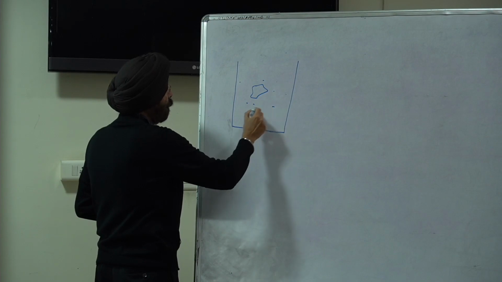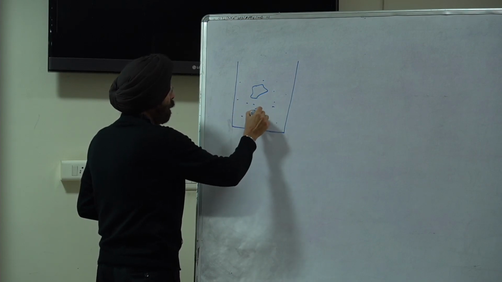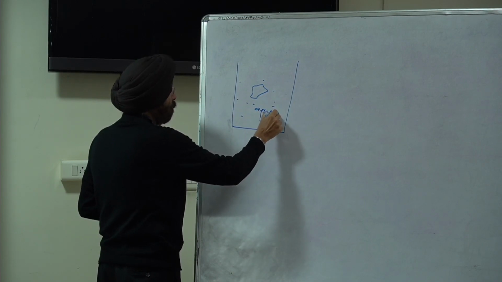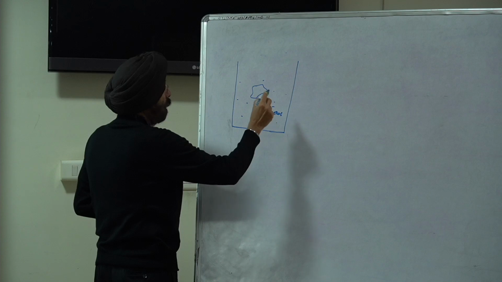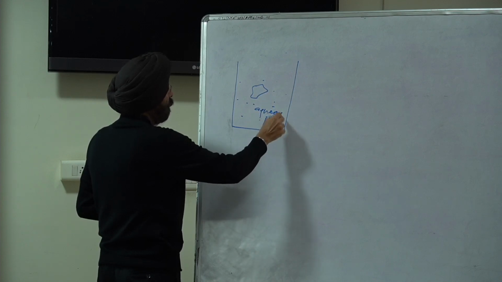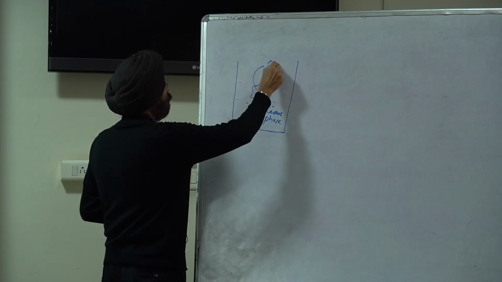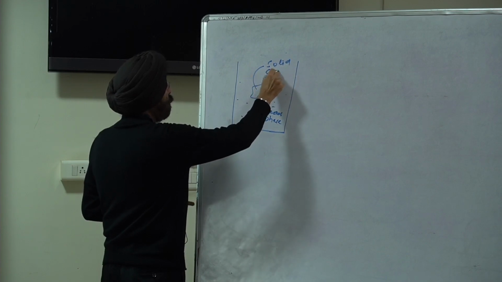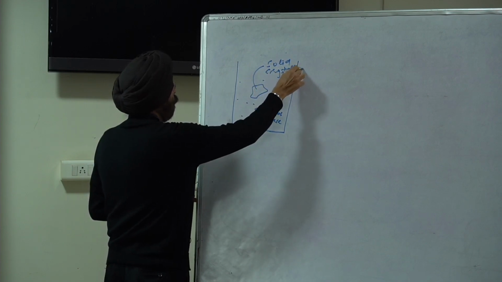It means that practically we have two components. The one is the aqueous phase, and the other one is the solid phase. The solid phase exists in the crystalline form.